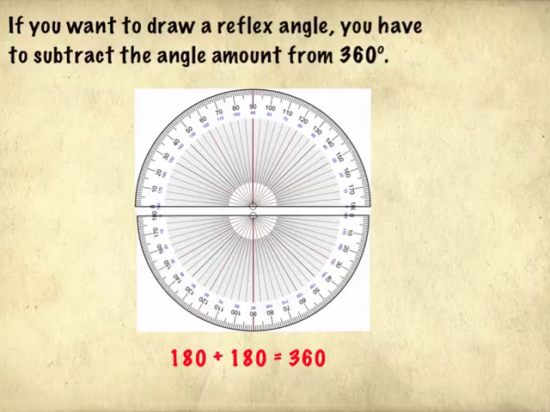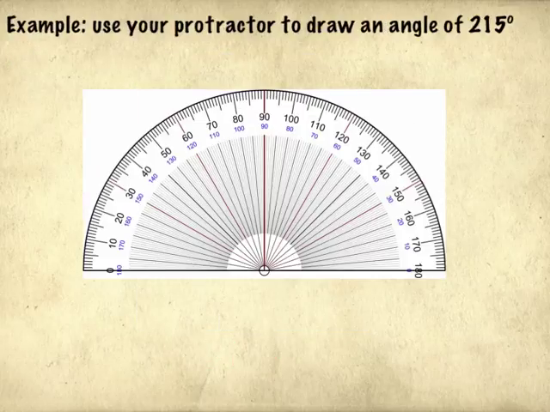A reflex angle is greater than 180 degrees, but your protractor only goes up to 180 degrees. So to draw a reflex angle, what you have to do is realize that a circle is 360 degrees. And you can see that because if I put two protractors together, it makes a perfect circle. Each protractor is 180 degrees. 180 plus 180 is 360. So a perfect circle would be 360 degrees. To draw a reflex angle, I'm going to subtract that angle from 360 to find out what the other side will look like. And I'll show you what that means.